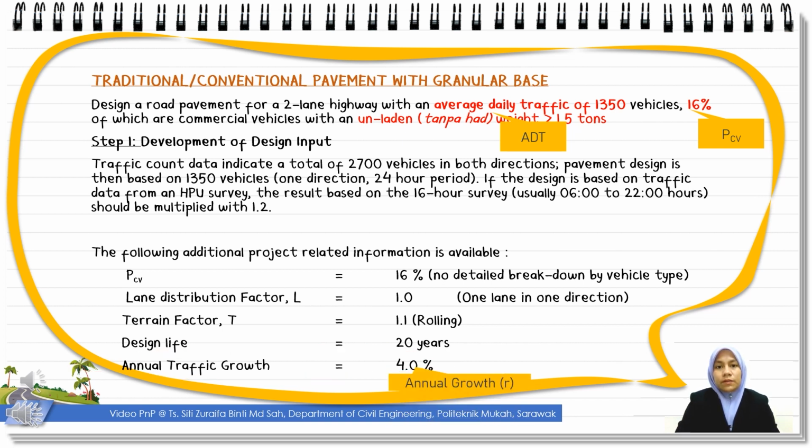You also must determine the following information from the geometric design of the road for which the structural pavement design is carried out. A. Number of lanes. From the number of lanes, you can get the value of lane distribution factor L by referring to table 2.2. B. Terrain condition, whether it's flat, rolling, or mountainous. By using table 2.3, based on terrain conditions, you can get the value of terrain factor T.